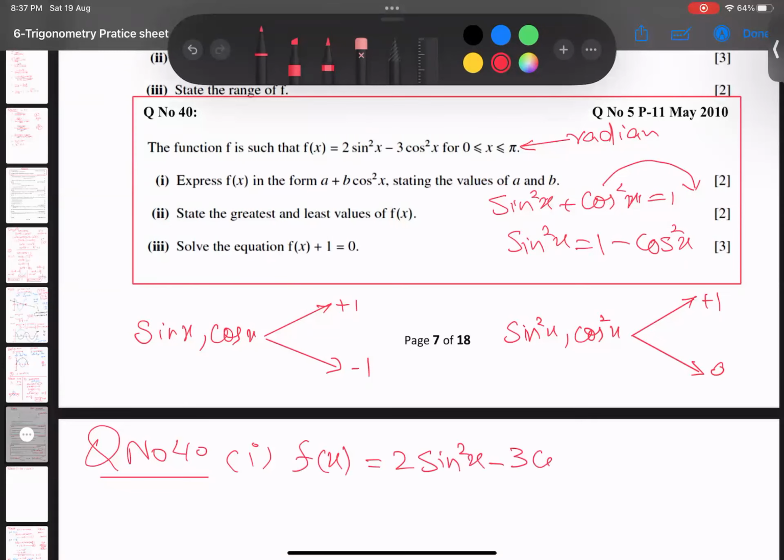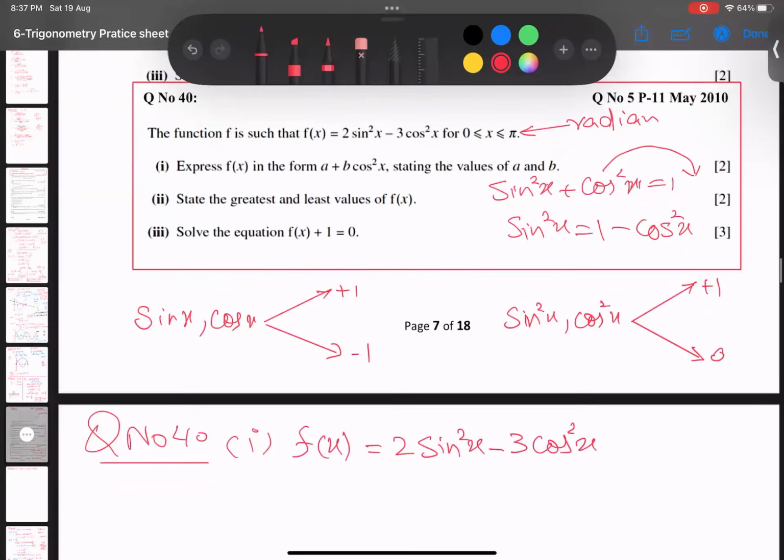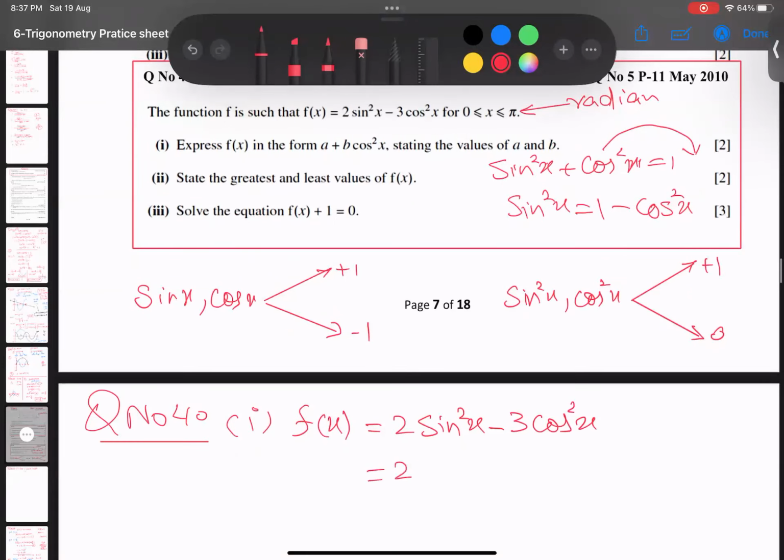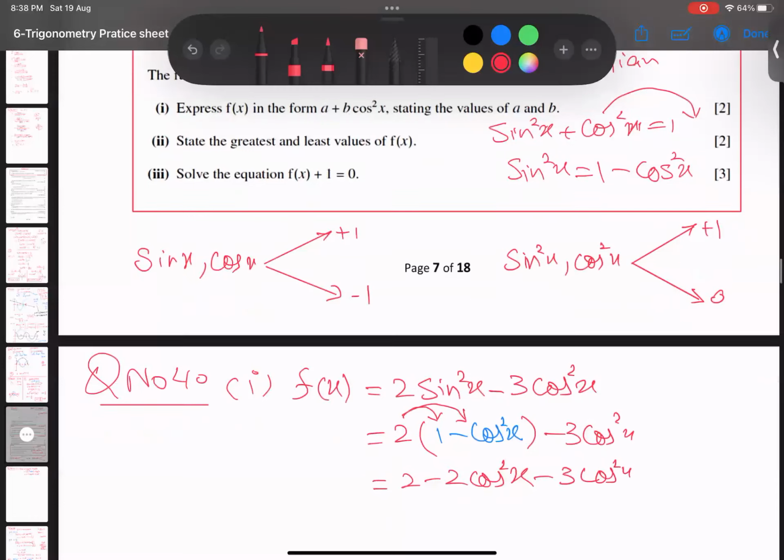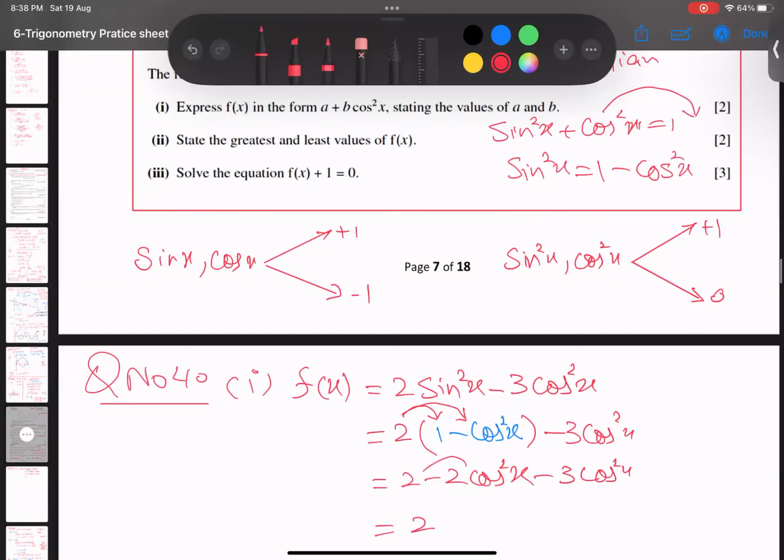I am going to complete. I will replace this sine square with the special value which you already know, that is 1 minus cos square x. It always depends upon the question. 2 multiplied inside: 2 minus 2 cos square x, minus 3 cos square x, and this 2 stays as it is. Minus 2 and minus 3 will give you minus 5.